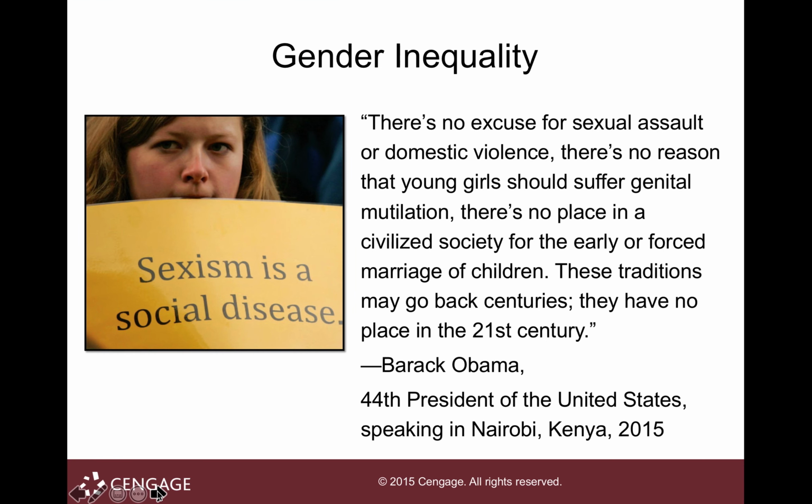So here's a quote from Barack Obama. There's no excuse for sexual assault or domestic violence. There's no reason that young girls should suffer genital mutilation. There's no place in a civilized society for the early or forced marriage of children. These traditions may go back centuries. They have no place in the 21st century. So this is Barack Obama speaking in Nairobi, Kenya, because many countries believe in genital mutilation for young girls. So that's what he was addressing here.